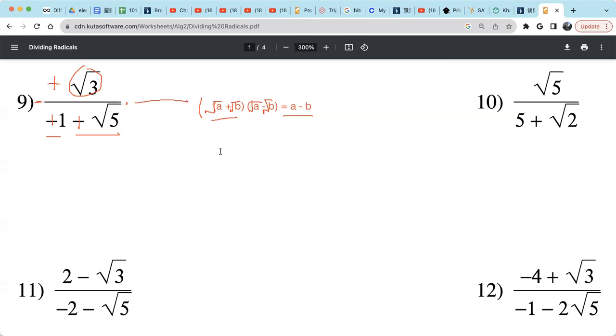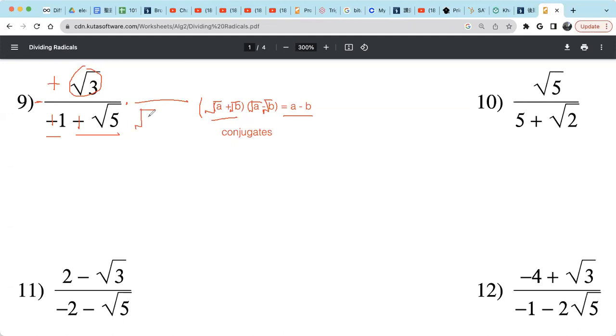We call a plus b and a minus b conjugates, or square root of a plus square root of b and square root of a minus square root of b. We call that conjugates. So we want to multiply by its conjugate. What is its conjugate? We have square root of a plus square root of b.